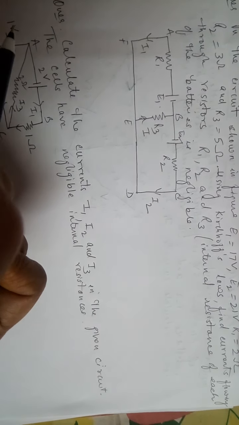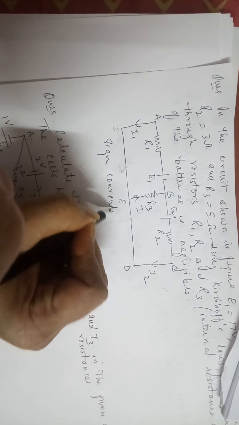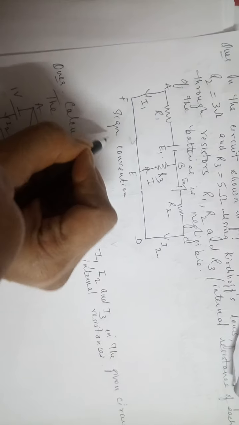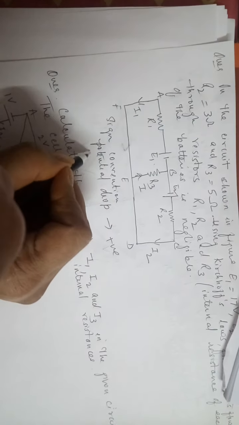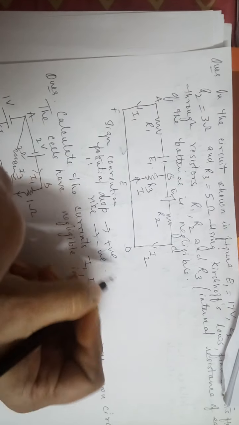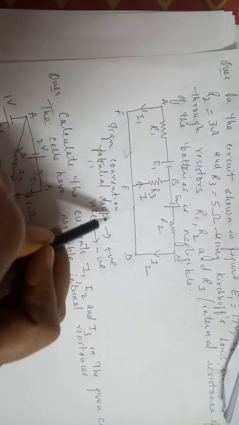But before we start, we will write down the sign convention that we usually use. We'll take sign convention number 1. If there is a potential drop, we are going to take it as positive, and if there is a potential rise, we take it as negative. This will be the sign convention that we will follow while solving the circuit.